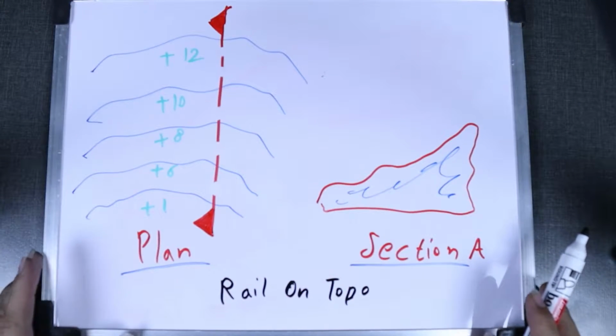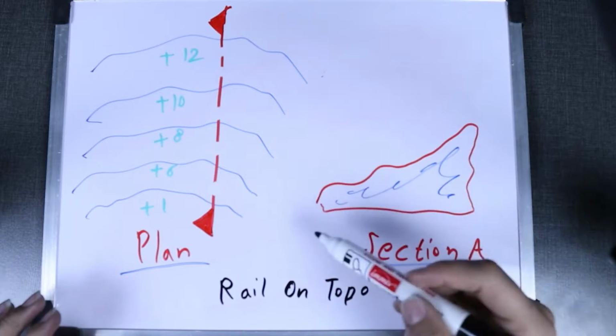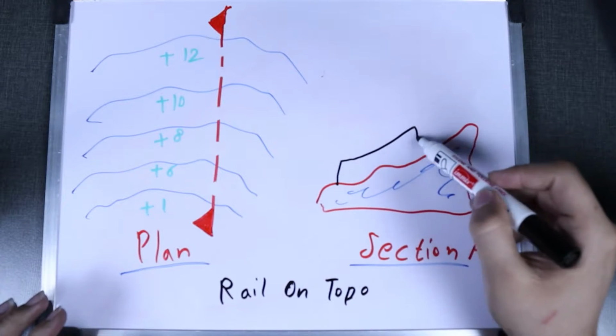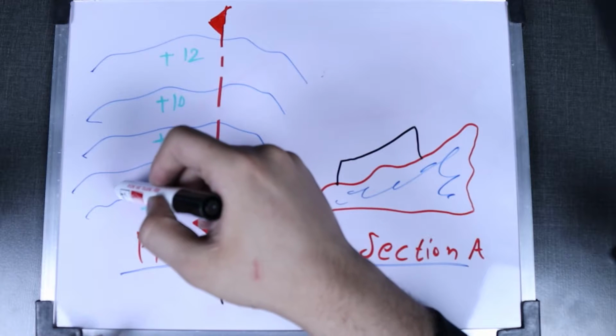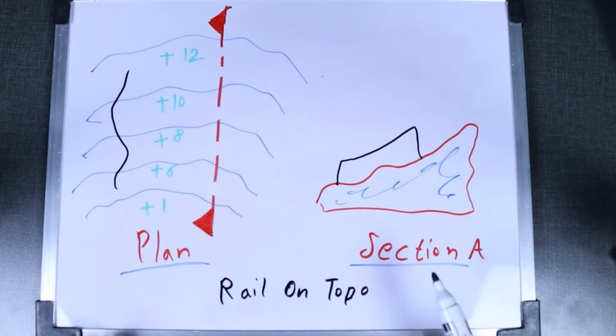But maybe you're wondering, sometimes we have topo surfaces and we want to have a fence on it or something else. We want to have a fence, for example, on this road.